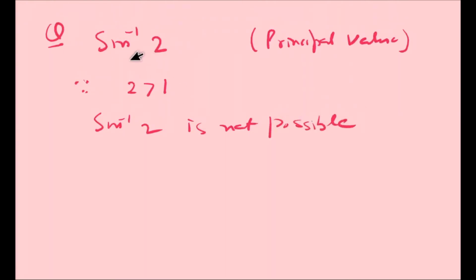Before finding the value of theta, you have to check what the value of x is. If it is given out of the range, then what do you have to do? You have to leave it.